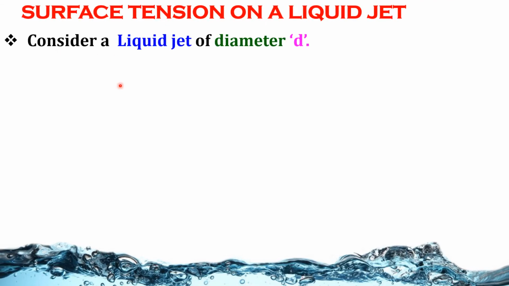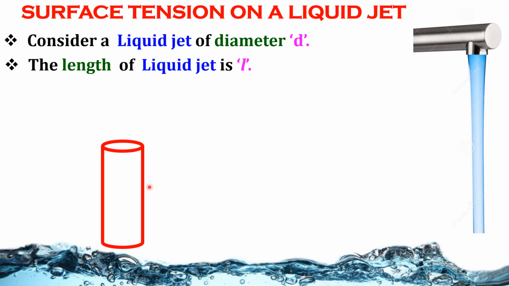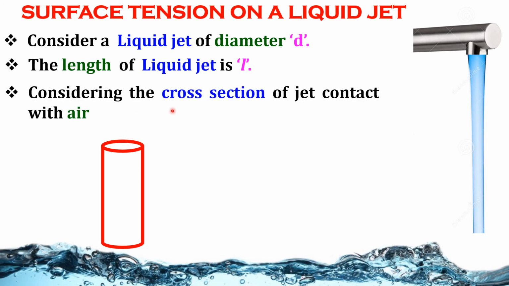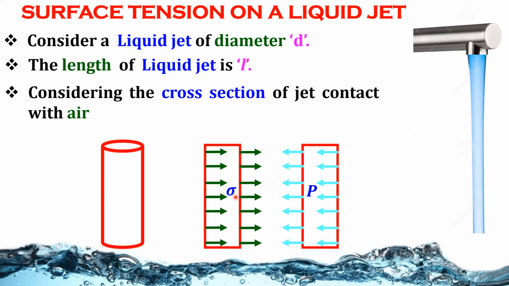Next, we are going to discuss surface tension on a liquid jet. Consider a liquid jet of diameter d. The diameter of the jet is d. Then, the length of the liquid jet is L. Considering the cross section of the liquid jet in contact with air, we have two forces: one is the surface tension force and the other is the pressure force. Both are acting in opposite directions.